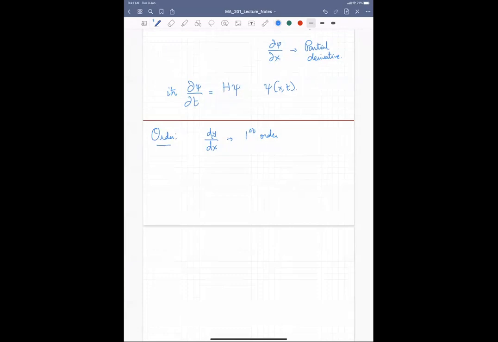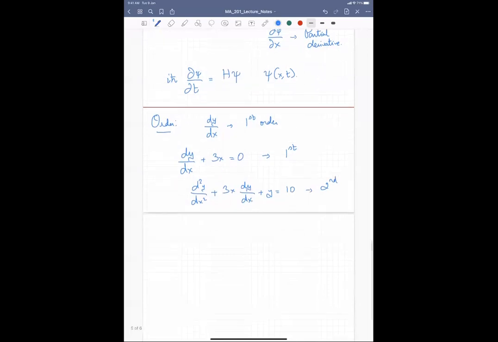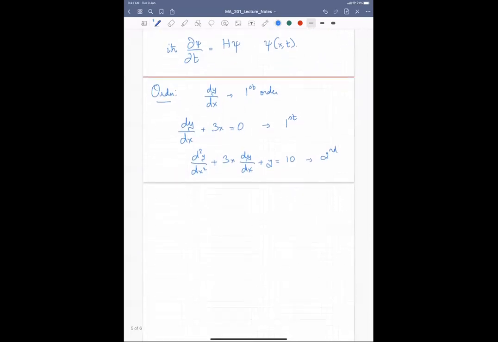If an equation involves both dy/dx and d square y over dx square, it is called a second order differential equation. So the order of a differential equation is the highest derivative that is there in that equation. So for example, dy/dx plus 3x equal to 0 is a first order. d square y over dx square plus 3x dy/dx plus y equal to 10 is a second order. Even though the second equation has both first order and second order derivatives, it is the highest order that counts.